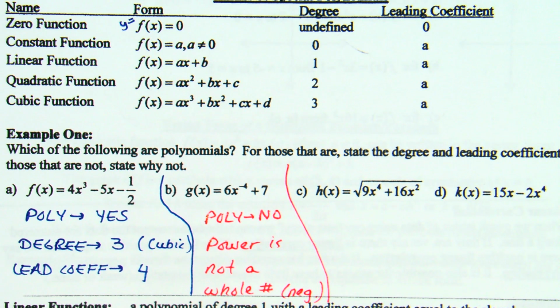But if I FOILed 3x squared plus 4x, I am going to have 9x to the fourth, but I'm also going to have 12x cubed, so 24x cubed, plus 16x squared. So there's your proof of why we can't take that square root. Does that help a little bit?